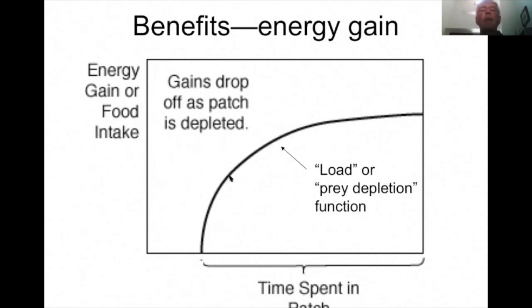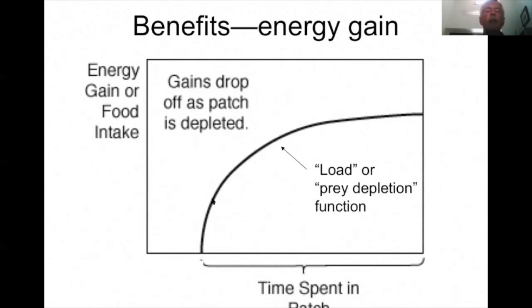All right. It's going to get less and less and less return for its effort as time goes on. So this is called a load function. This basically characterizes the rate at which this animal will be able to extract food from that patch through time, because of the fact that it's going to be depleting the patch. That's the theory.